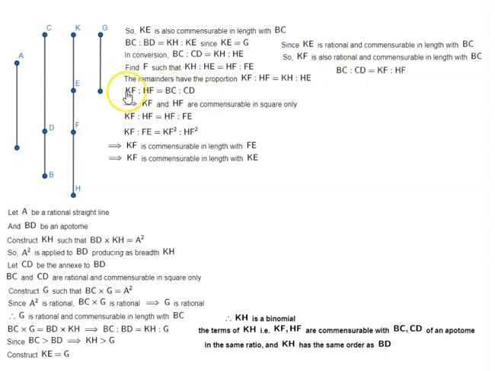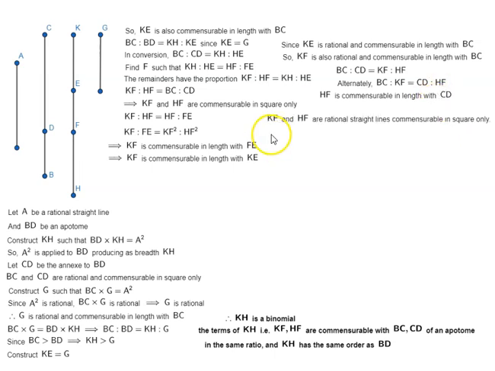So we have seen BC is to CD is equal to KF is to HF. Alternately, we can write it as BC is to KF is equal to CD is to HF. That means HF is commensurable in length with CD, because KF is commensurable with BC. So BC is to KF equal to CD is to HF, which means CD and HF are also commensurable in length. So KF and HF are rational straight lines commensurable in square only. So KF plus HF equal to KH is a binomial.